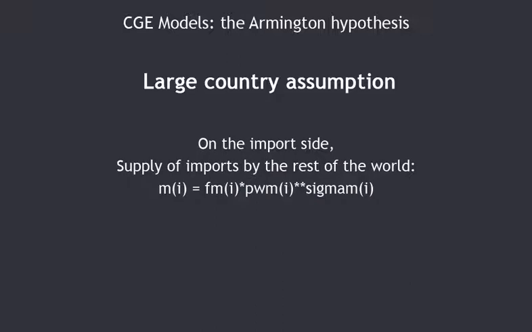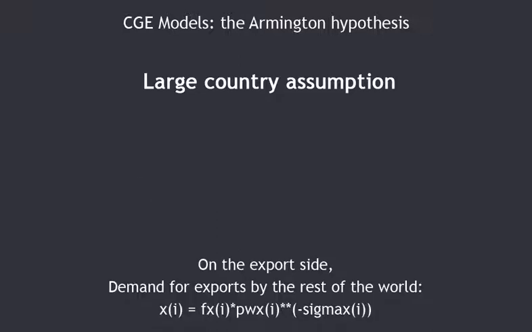On the import side, supply of imports by the rest of the world is the equation M in sector I is equal to Fm in sector I multiplied by Pwm in sector I at the power sigma m in sector I. So you can understand this relation as the fact that if the rest of the world is ready to increase its supply of imports to this country, it has to be paid more, so PWM has to increase. Or you can also understand that if this country reduces its imports, it means that the world price of these imports will decrease.